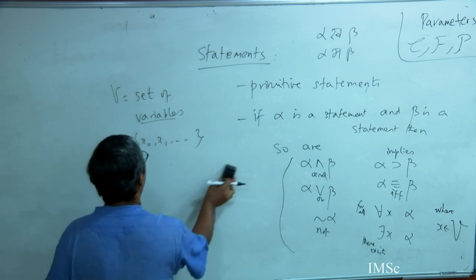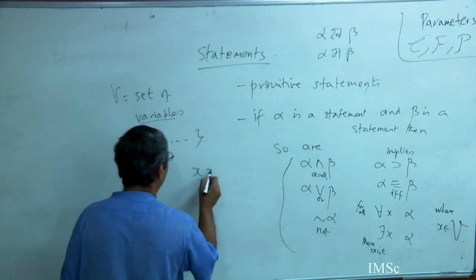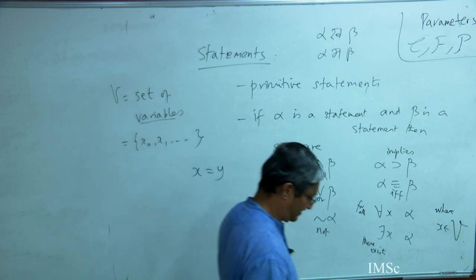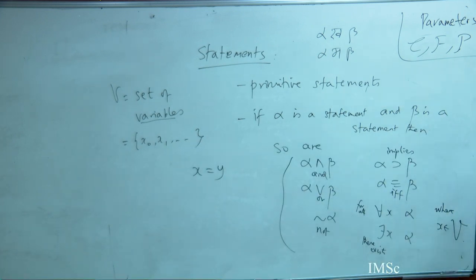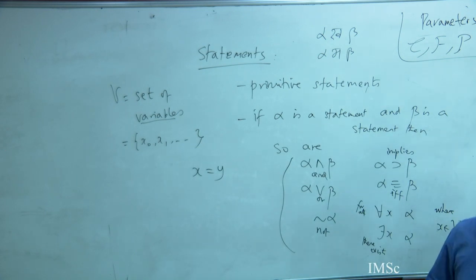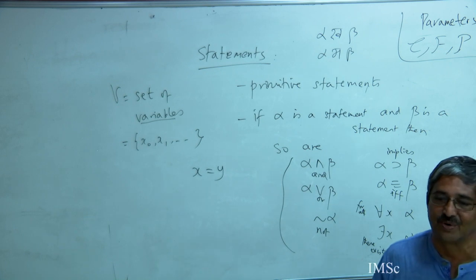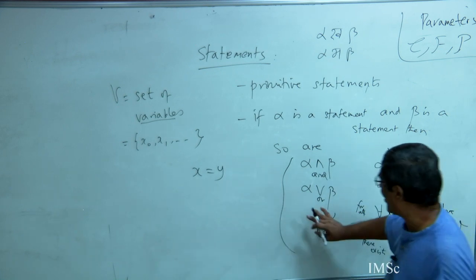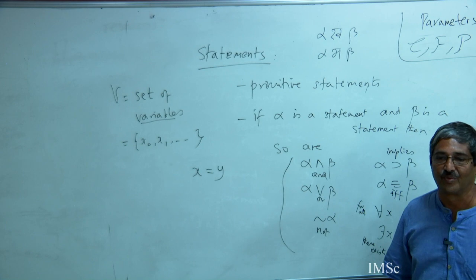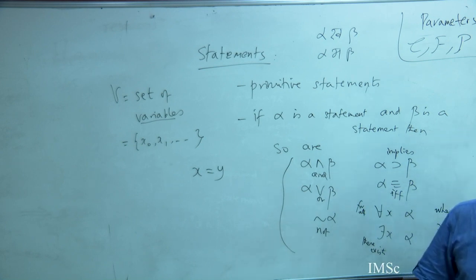What primitive statements are we going to have? One very good primitive statement we can write is x equals y. Of course, x is a variable, y is a variable. You want to write x is equal to y. And then of course, because not is there, you can always write x is not equal to y. But we don't want to have only that, right?